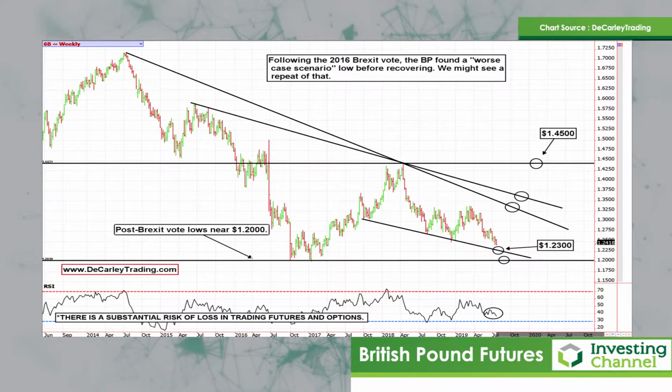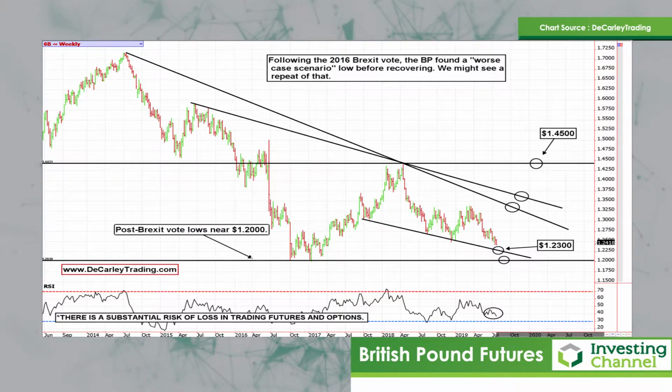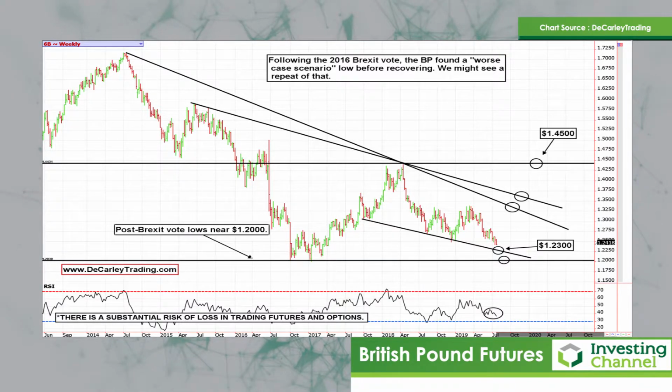Looking at a British pound chart, we can see that the British pound put in a post-Brexit low around 120, not long after the Brexit vote. Since then, it's put in a high of about 145. The way we look at this is the 120 low is probably the market pricing in some sort of worst-case scenario, whereas the 145 high was probably some sort of best-case scenario.